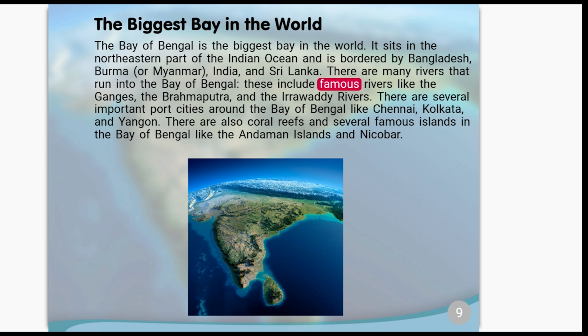There are many rivers that run into the Bay of Bengal. These include famous rivers like the Ganges, the Brahmaputra, and the Irrawaddy rivers. There are several important port cities around the Bay of Bengal, like Chennai, Kolkata, and Yangon. There are also coral reefs and several famous islands in the Bay of Bengal, like the Andaman Islands and Nicobar.